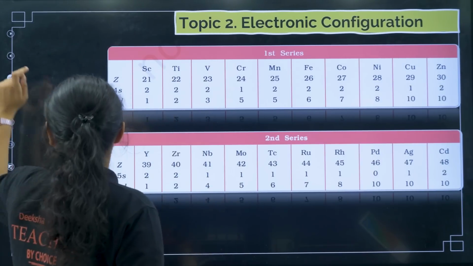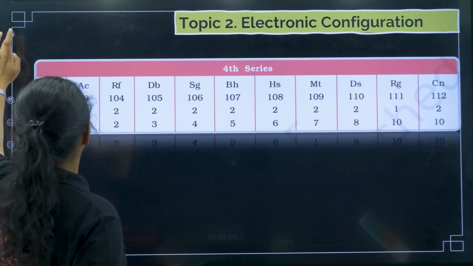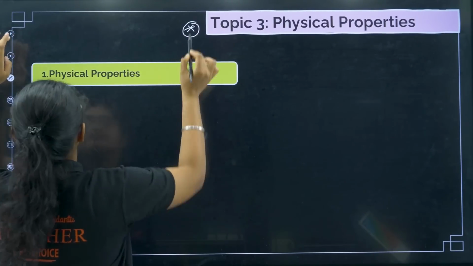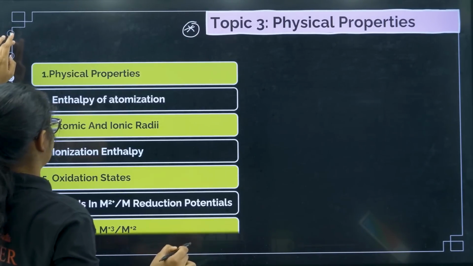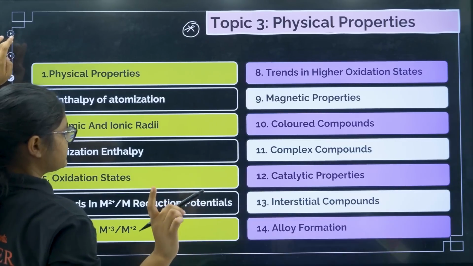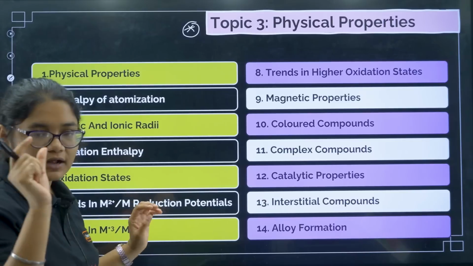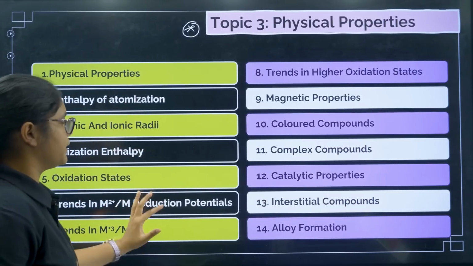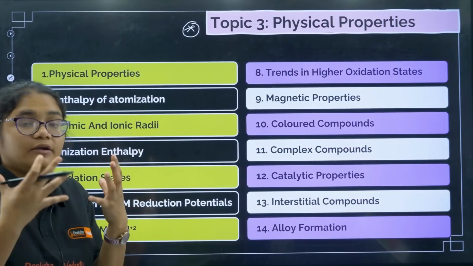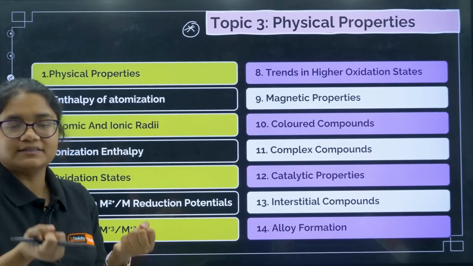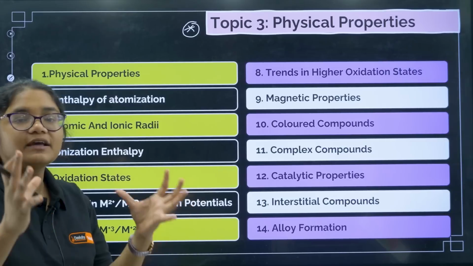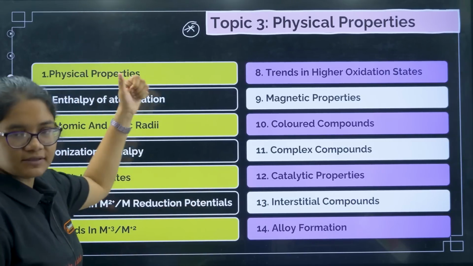Moving forward, physical properties, very important. I told you almost 15 properties we have to discuss, right? So let me just show you. Please make a list of this, and I'll tell you what exactly you should know. First we'll talk about the physical properties, meaning how a transition element looks, what its density is, what its luster is, what its color is. So based on physical appearance, we'll have certain discussion.